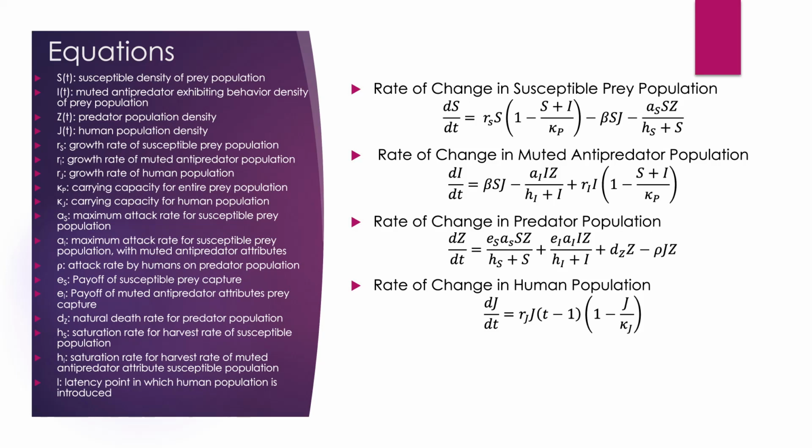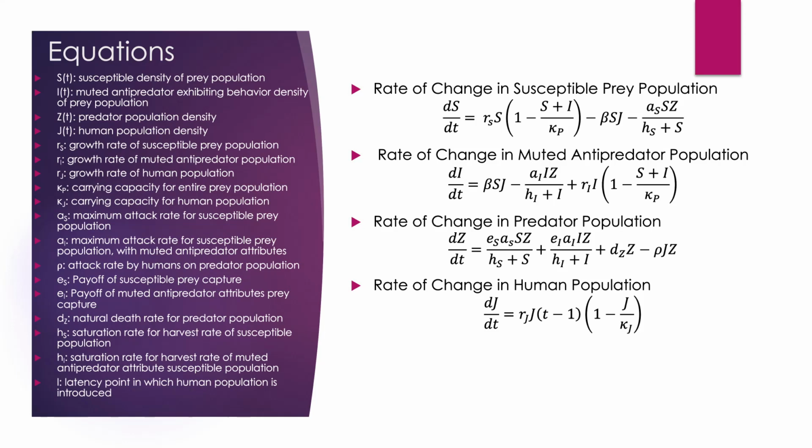With this, our equation is looking at the change of population rate. We do this by using the susceptible growth rate and subtracting the rate that switched from susceptible prey to the muted anti-predator behaviors that we were seeing. Then we also subtract the harvest rate of the susceptible prey.